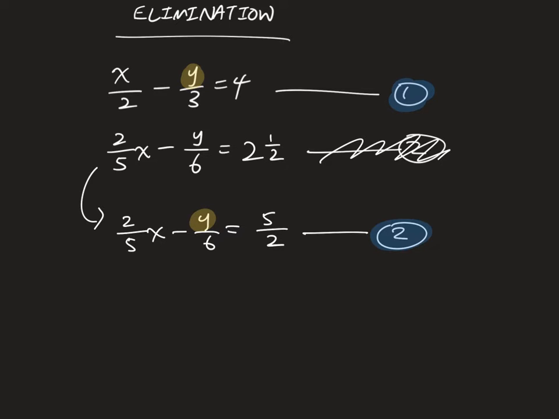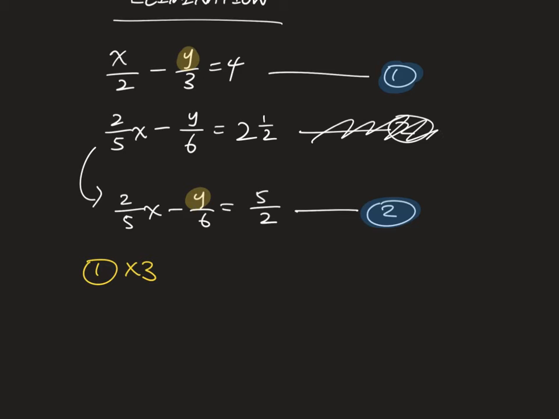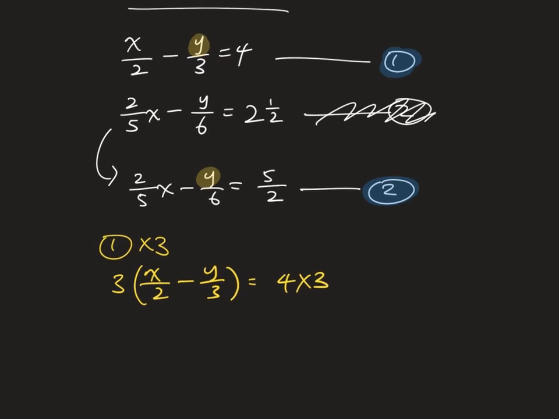So for equation 1, we would have to take equation 1. Now it's y divided by 3. So if we took equation 1 and multiplied it by 3, the fraction for y would go away. So it would look like this: x over 2 minus y over 3, whole thing multiplied by 3. Of course, you multiply the right-hand side by 3 as well.